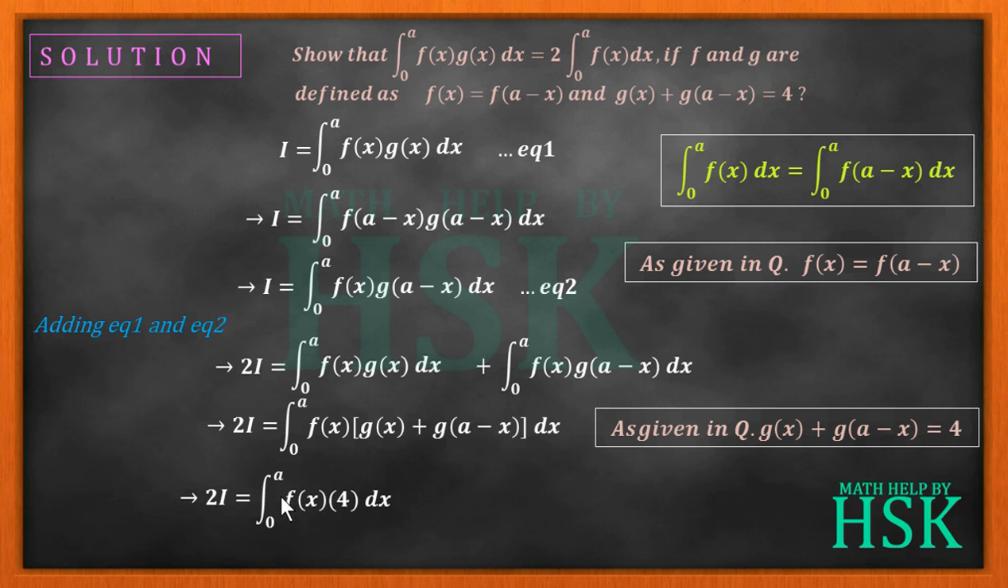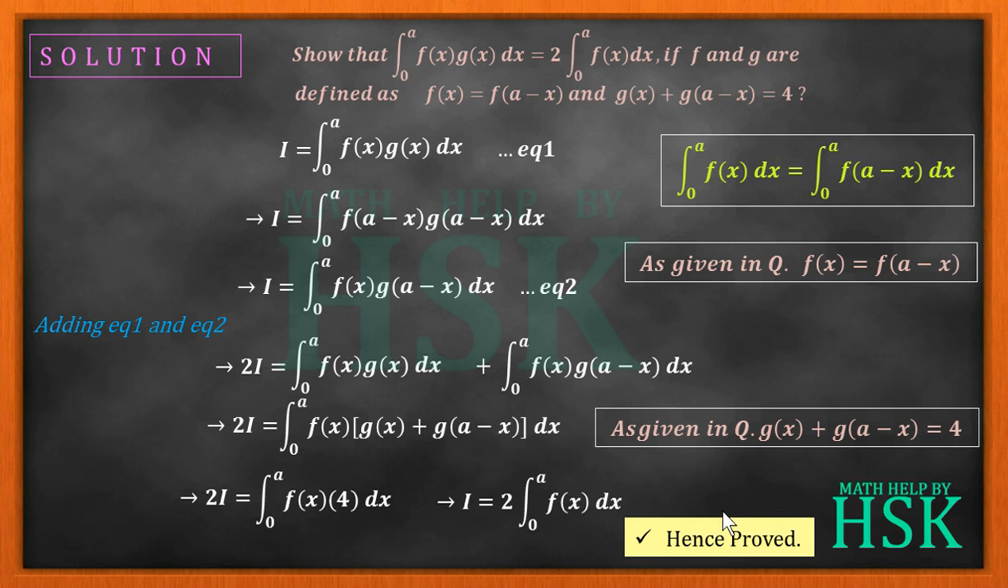Now we have 4 here, 2 here, it can be cancelled. So I'm going to obtain I is equal to twice the integral of f of x dx from 0 to a, which is equal to our right hand side, what we have to prove. So this proves the question.